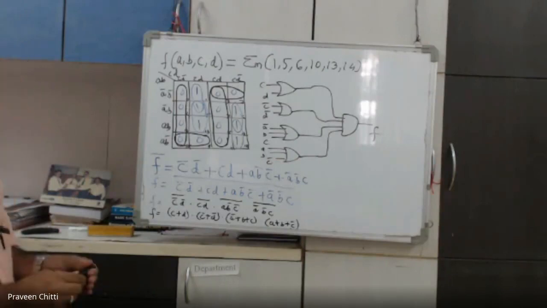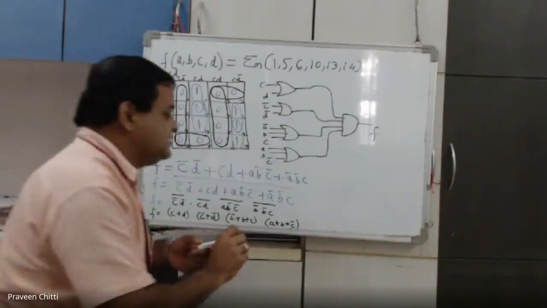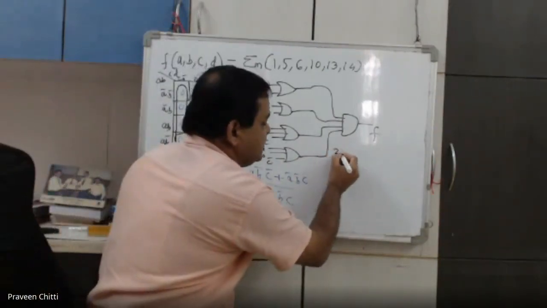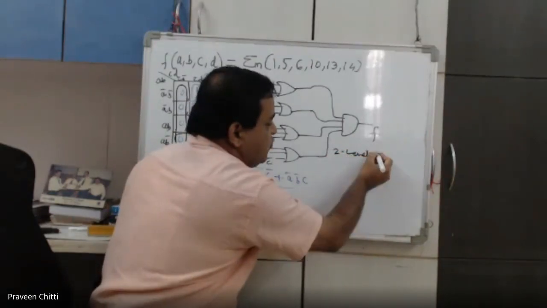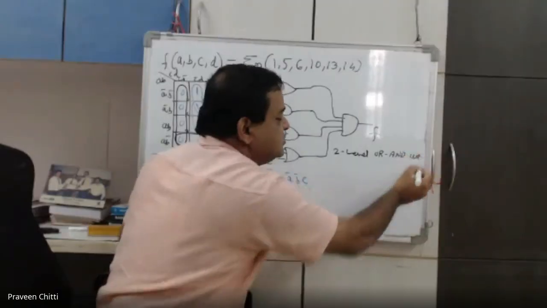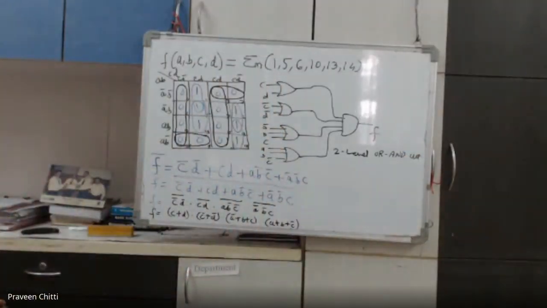Yes, 2 level. What circuit is it? This circuit is called a 2 level what? OR AND gate circuit. 2 level OR AND circuit. Is that clear? All of you understood this? Say yes or no.